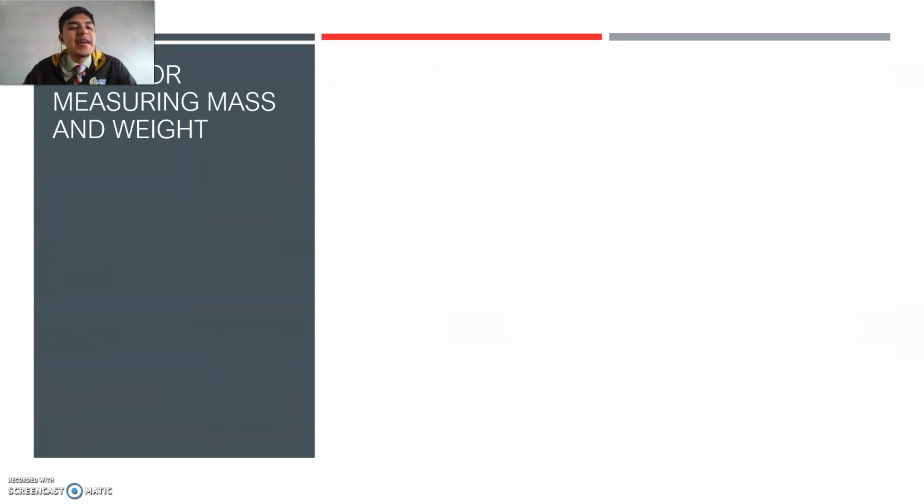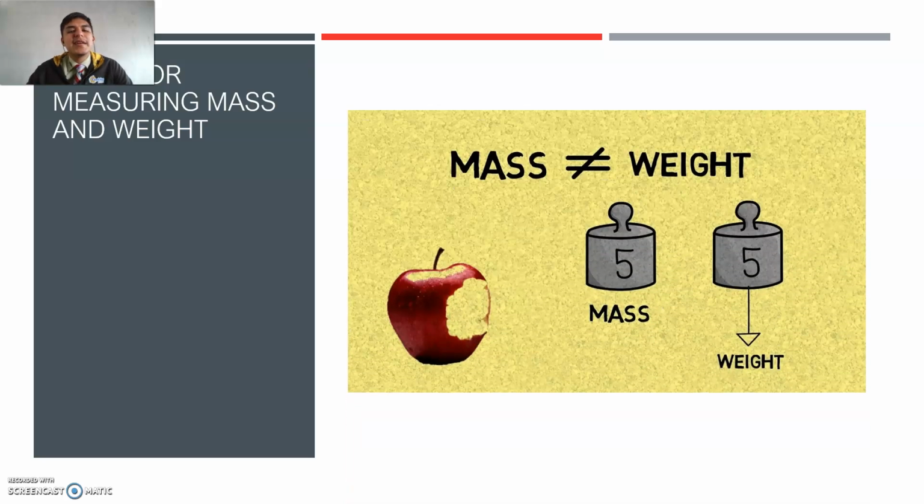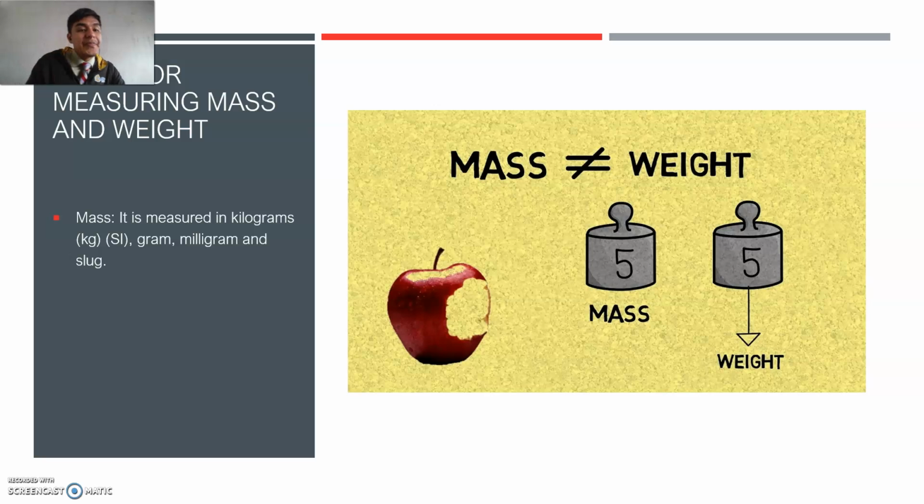But anyways, let's continue, and now we need to take into consideration some units for measuring mass and weight. And remember, mass does not equal weight. They are different things. So mass is usually measured in kilograms. And remember that we have studied the conversions from one unit to another, and kilograms is usually used in the international system. So there are other units of measurement that you can use as well, and they can be grams, milligrams, and slug. But the most used is kilograms.